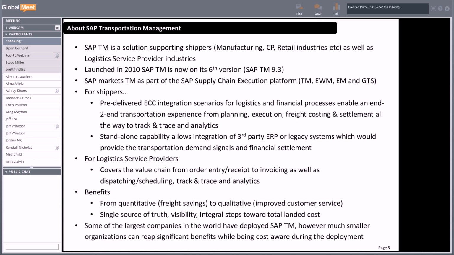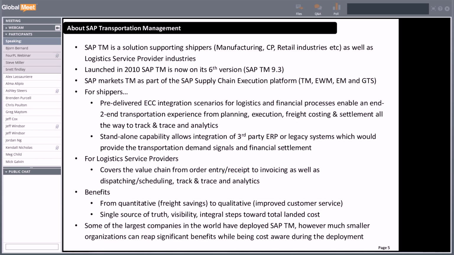TM, quite often by SAP, is marketed as part of a supply chain execution platform, which combines TM, EWM, Extended Warehouse Management, Event Management, and Global Trade Services into a single platform. And depending on customers' needs, one or multiple of these components are being put in together.